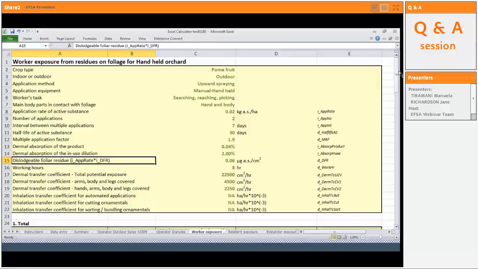I think there's a question on default values. Shall I tackle that one? I think so, you should do.